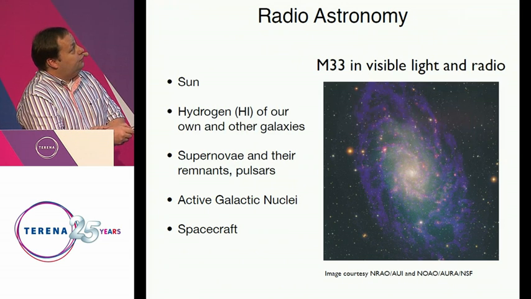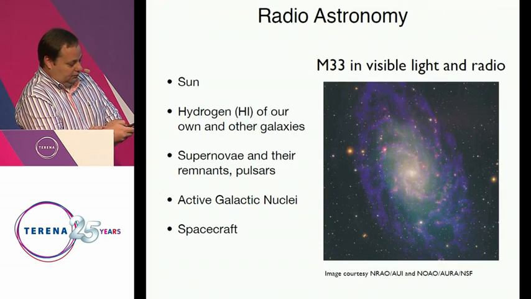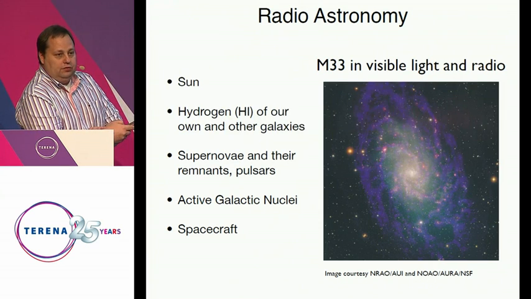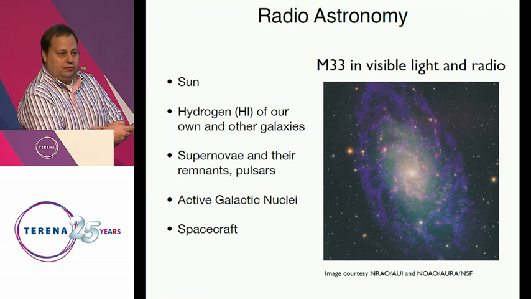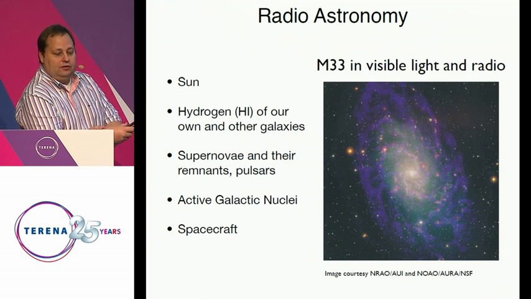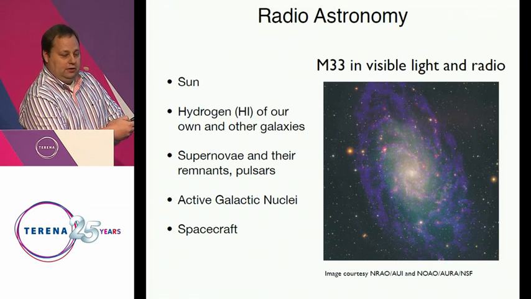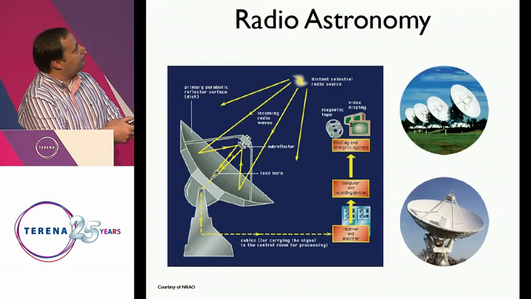And so what we do see is things like hydrogen, hydrogen of our own galaxy, other galaxies. We see supernova. We see remnants of stars that have exploded in the past. We see active galactic nuclei, which are possibly black holes at the center of very far away galaxies. And one of the other things we are involved in is tracking spacecraft within our own solar system.